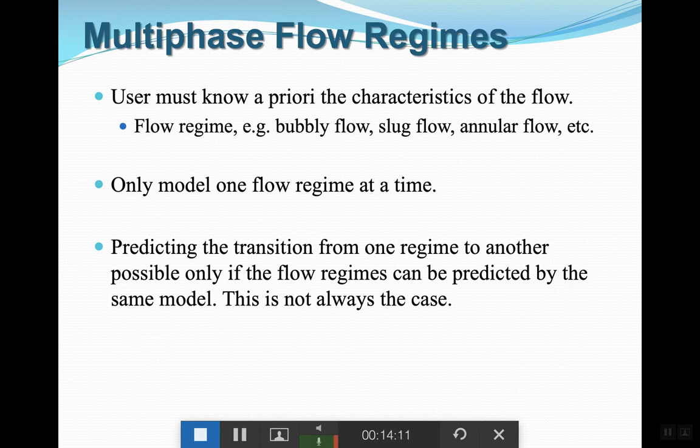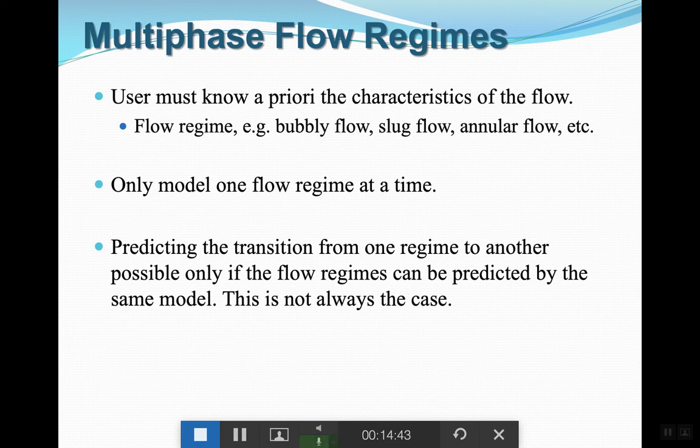If it is annular flow, you're going to model annular flow. If it is bubbly flow, you will model bubbly flow, and so on and so forth. And similar to turbulent flow, remember, predicting and simulating the transition between laminar flow and turbulent flow was extremely difficult. You remember that? It was even more difficult than simulating either turbulent or laminar. Here is also the same.